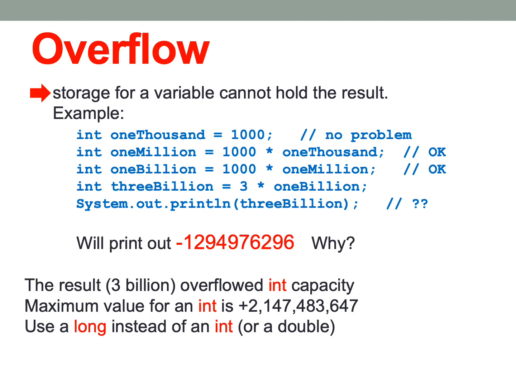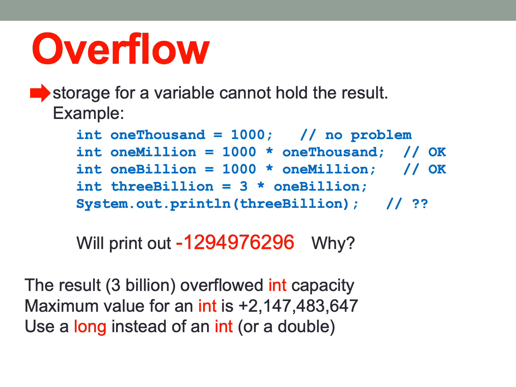What happens if we try to access numbers that are not within the range of the data type? We will get overflow. Overflow happens when the storage of a variable cannot hold the result. For example, here is the type int. Referring back to the previous slides, we know that the maximum value for an int is 2,147,483,647. It covers a wide range.